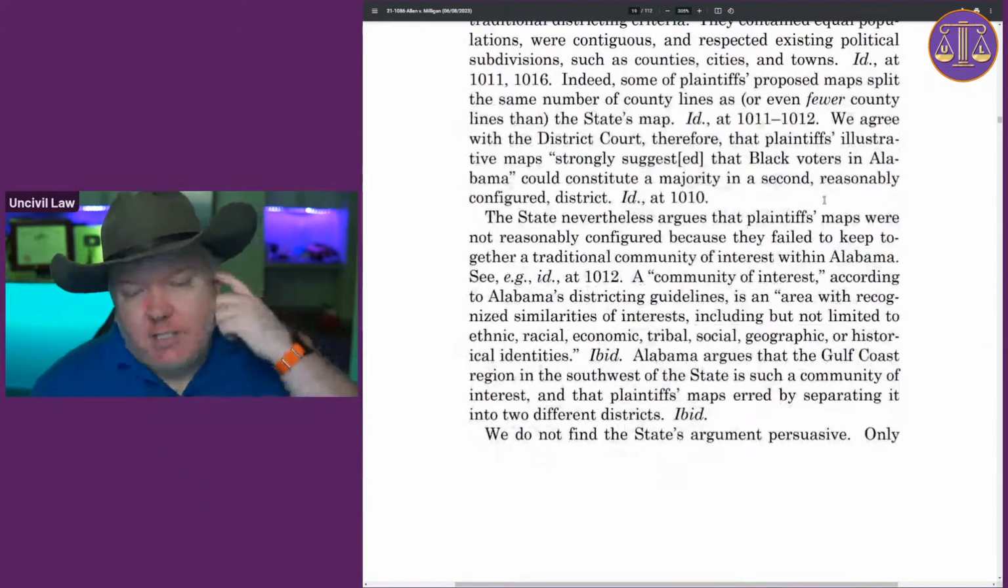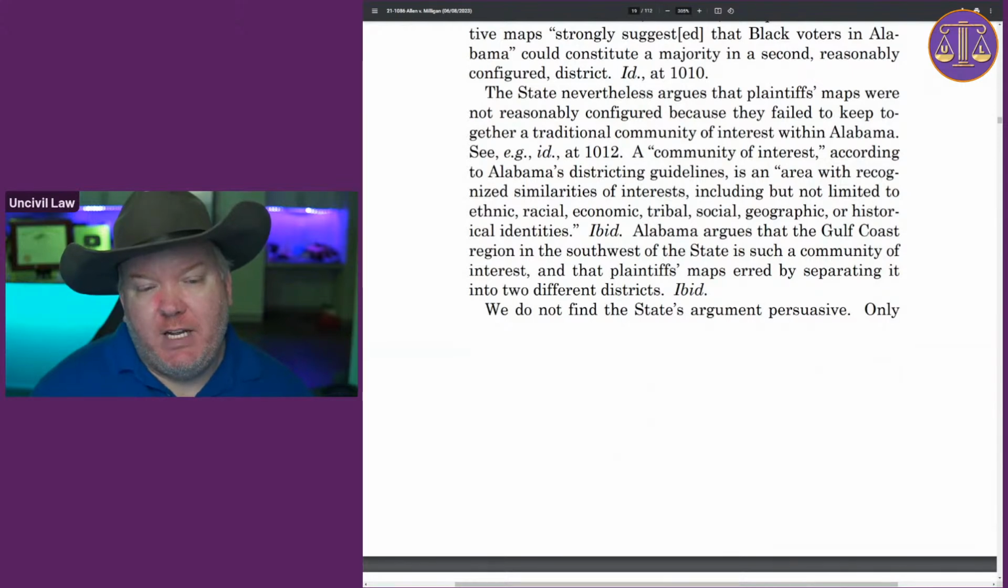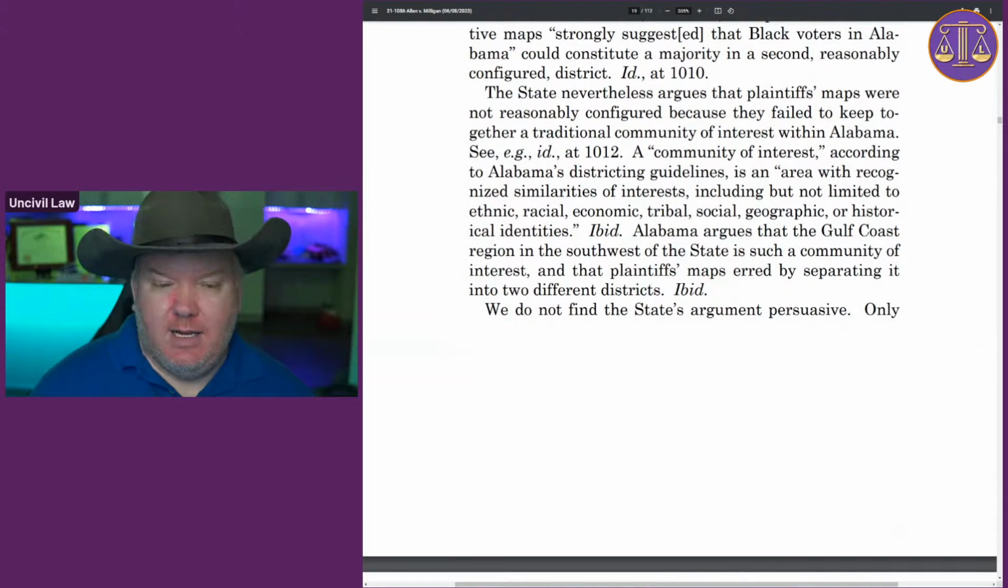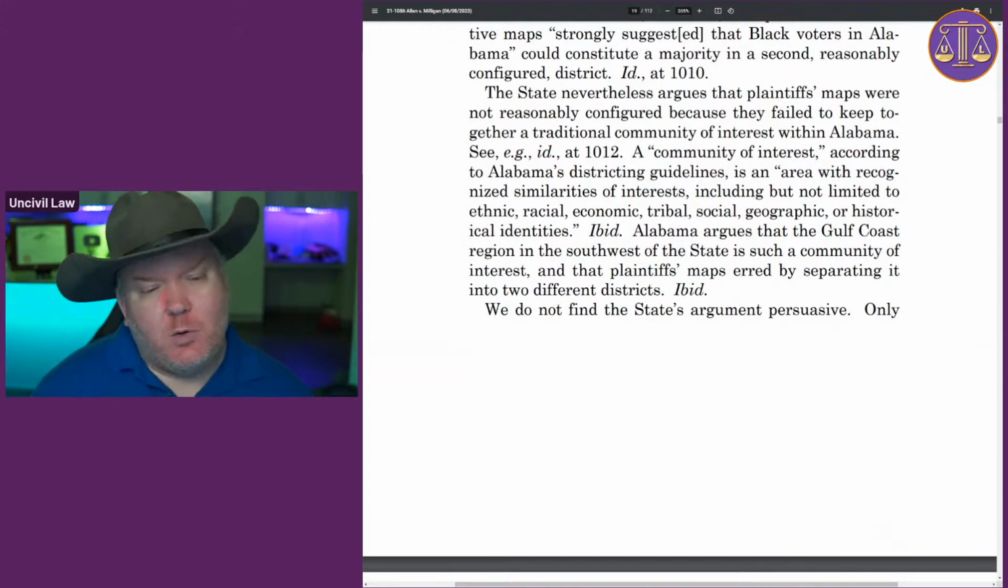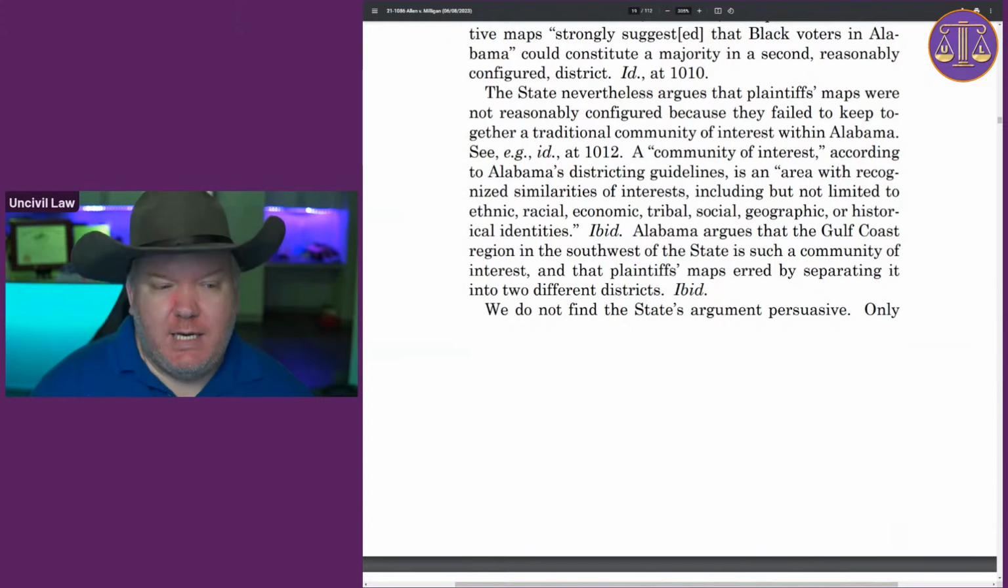The state nevertheless argues that the maps were not reasonably configured because they failed to keep together a traditional community of interest within Alabama. A community of interest, according to Alabama's districting guidelines, is an area with recognized similarities of interest, including but not limited to ethnic, racial, economic, tribal, social, geographic, historical identity. Alabama argues the Gulf Coast region of the southwest of the state is such a community of interest, and the maps erred by separating it into two different districts. That seems kind of nebulous, but okay.